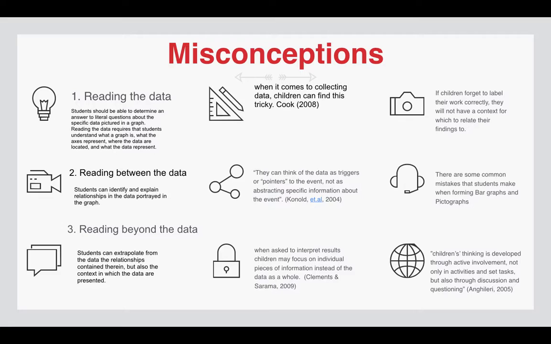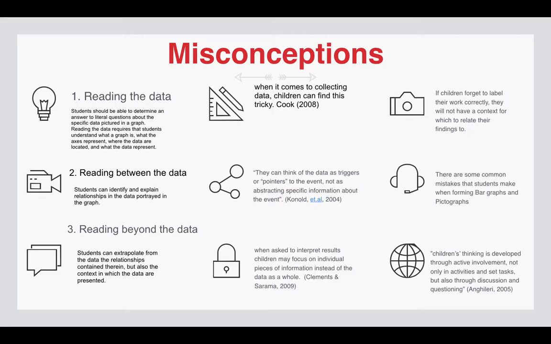Children can often have difficulty distinguishing between the data and the larger event from which the data was collected. They can think of the data as triggers or pointers to the event, not as abstracting information about the event. For example, instead of recognizing more children have dogs than cats, the children might discuss what they feed their dog at night time. Focusing on the meanings of symbols used in graphical representations will help. Having children interact with graphs is not so much so they learn the technique of graphing, more so the way data represents information.